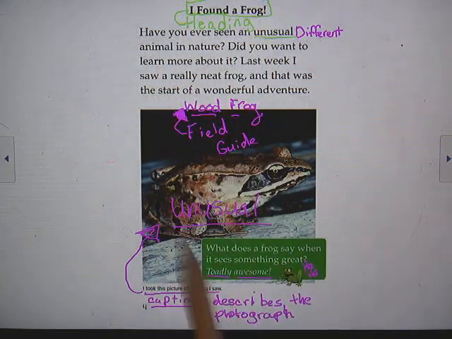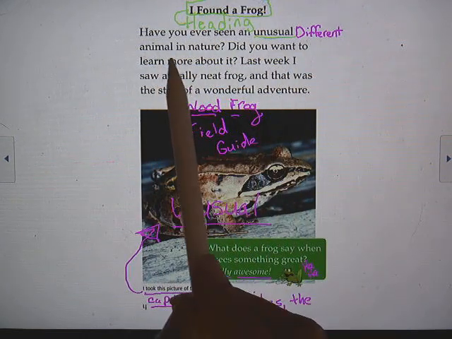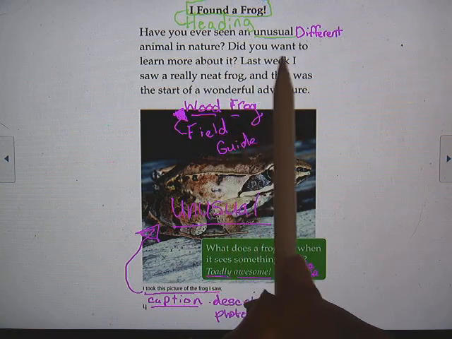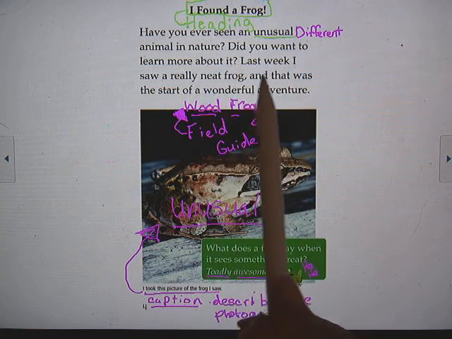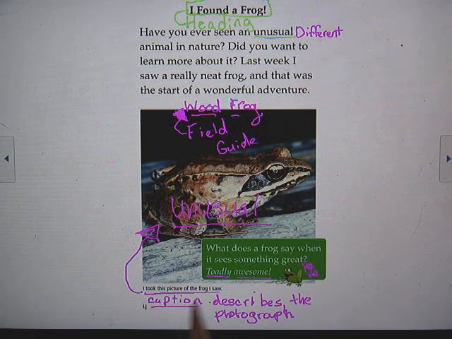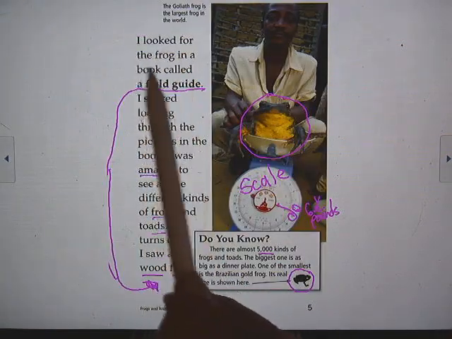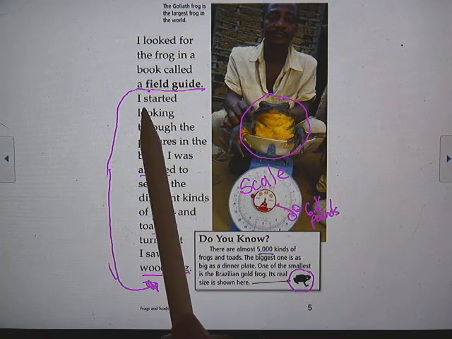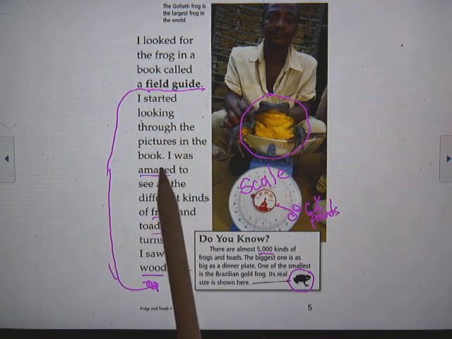I found a frog. Have you ever seen an unusual animal in nature? Did you want to learn more about it? Last week, I saw a really neat frog, and that was the start of a wonderful adventure. What does a frog say when he sees something great? Totally awesome! Ha ha. I took a picture of the frog I saw. I looked for the frog in the book called a field guide. I started looking through the pictures in the book.